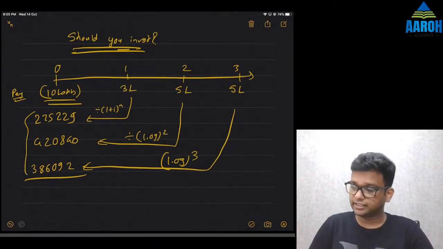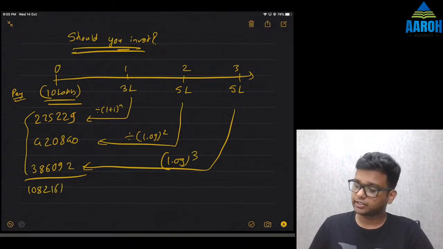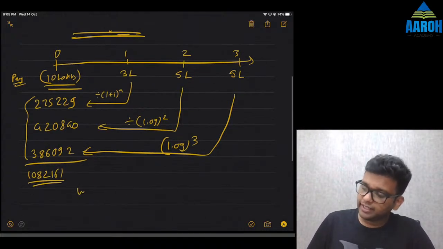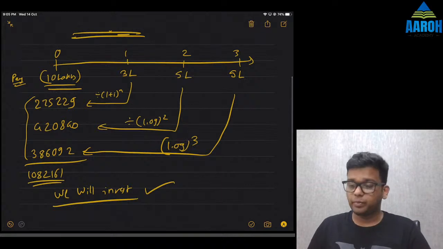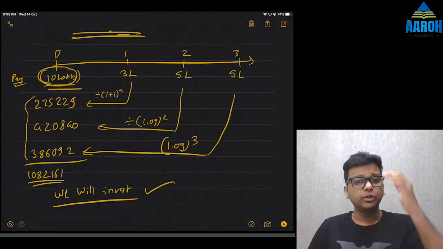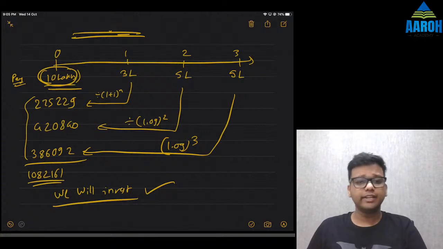So the total of receipts is how much? Let me take the total of receipts: 275,229 plus 428,400 plus 386,092. That is 10,82,161. Very good, that is correct. That means we will invest. Why? Because we have to pay 10 lakhs, whereas we are getting 10,82,000. So that is good, right? We are getting more than 9% return. We'll invest.